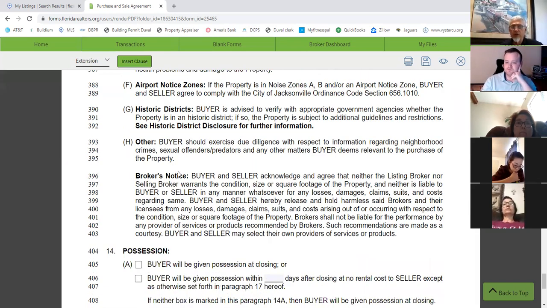Here's one for you. Buyers should use all due diligence in regard to neighborhood crimes, sex offenders, predators, and any other matters the buyer deems relevant in the purchase of this property. Some of those things are life sentences, folks. You can have people that turn their lives around and they're much different now, but they were deemed a sex offender because they were 16 years old and had sex with a 14-year-old girl. Okay. That happens.